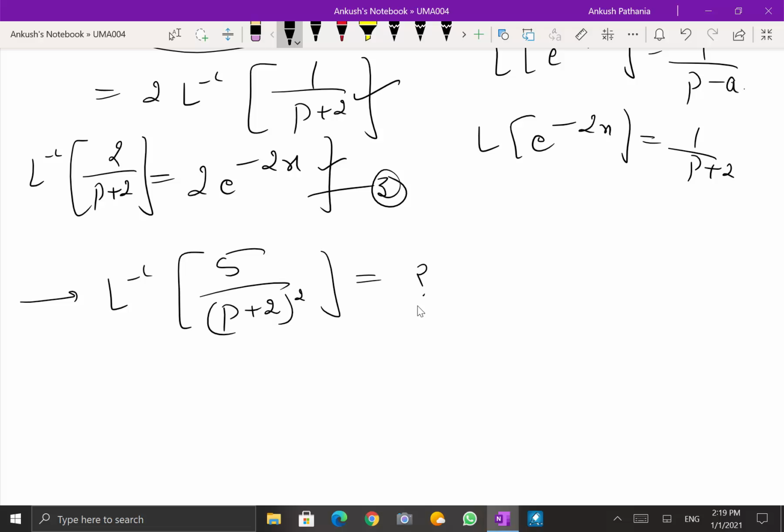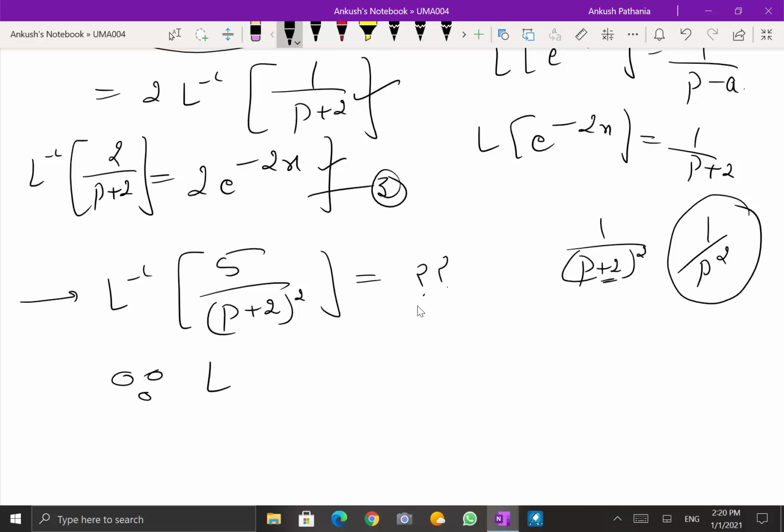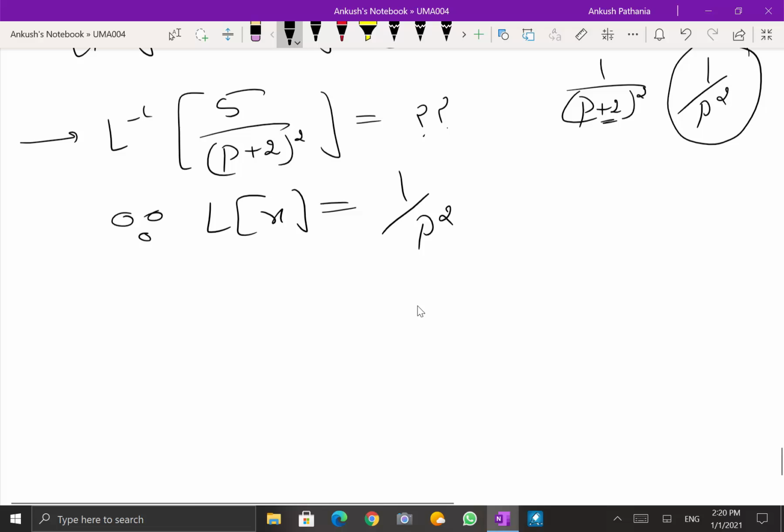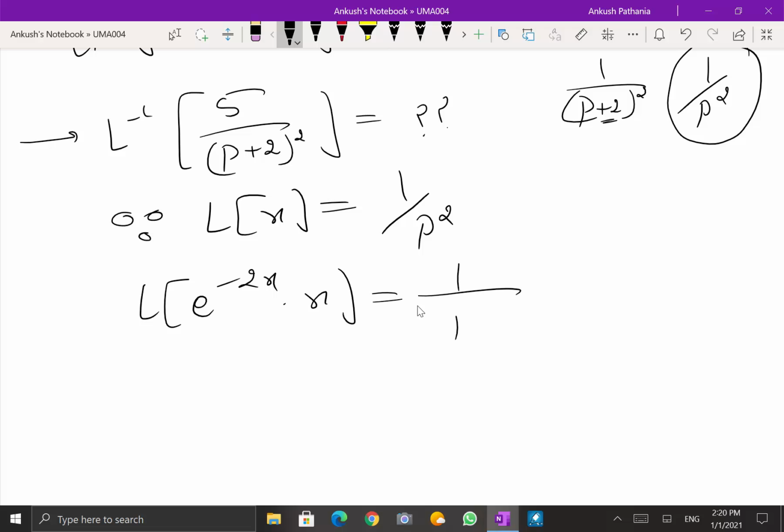So clearly in this case you can see again the term is 1 upon (p plus 2) whole square, neglecting the constant, and this relates with 1 upon p square. If you remove the plus 2, then it is 1 upon p square, and this relates with the Laplace of x. So since we know that Laplace of x is 1 upon p square, then the Laplace of e raised to power minus 2x dot x is 1 upon (p plus 2) whole square.